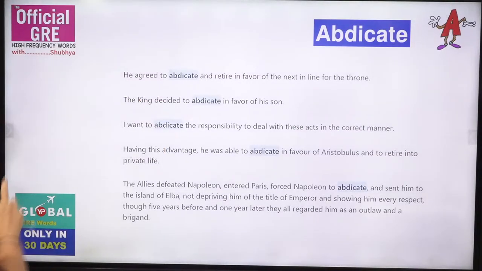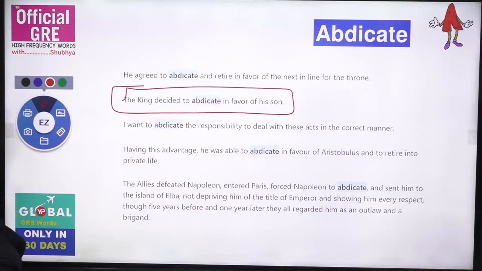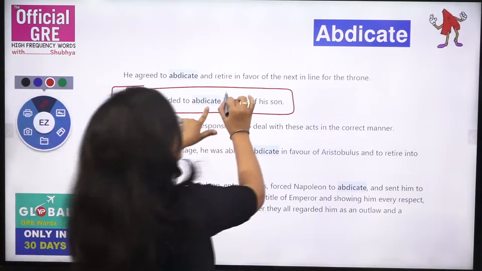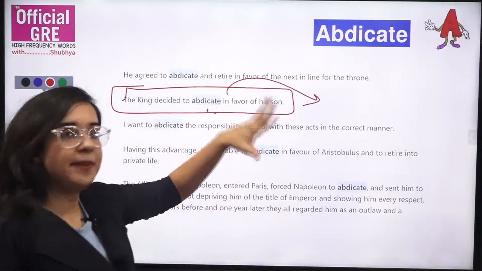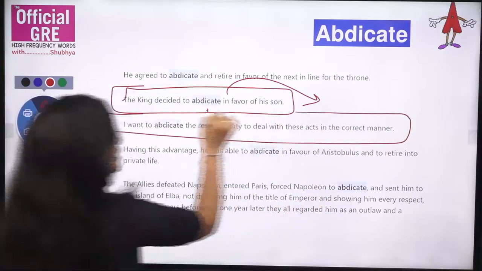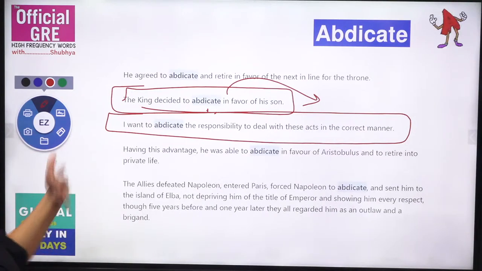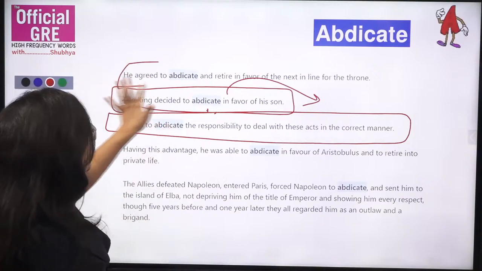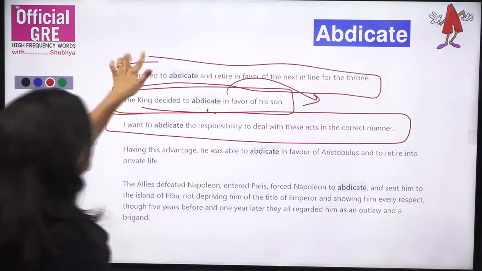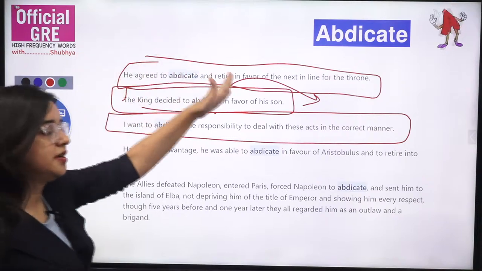Now, using it in a sentence: the king decided to abdicate in favor of his son. Now the king decided that I am ready to give up my throne, why? To give the throne to his son. I want to abdicate the responsibility to deal with these acts in the correct manner. What do I want to do with my responsibility? I want to reduce it, end it, so that I can focus on other things. He agreed to abdicate and retire in favor of the next in line for the throne. The person decided, okay, I give up my throne so that the next person can come and sit on it.